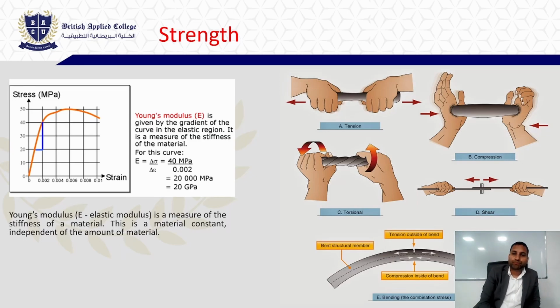Strength can be observed in tension, which means when you are pulling it, compression, that's when you are pushing it, torsion, when you are twisting it, or shear. So all these things we try to find strength at different loadings.